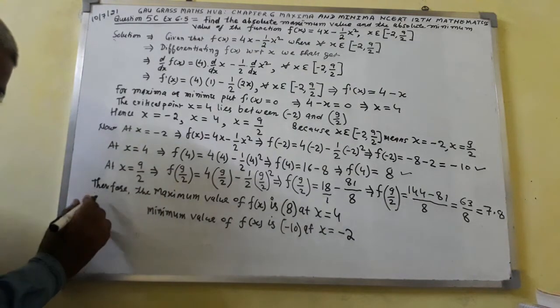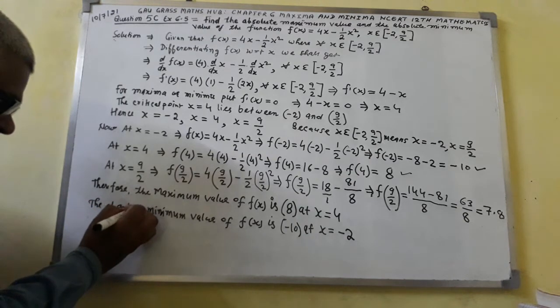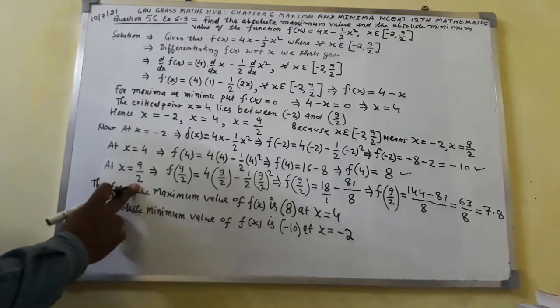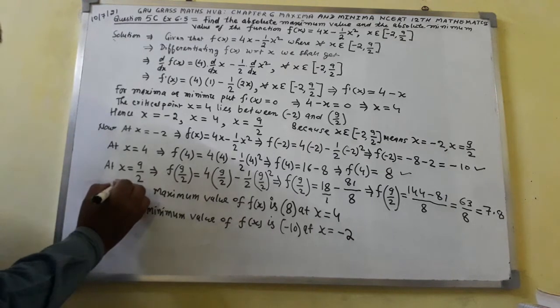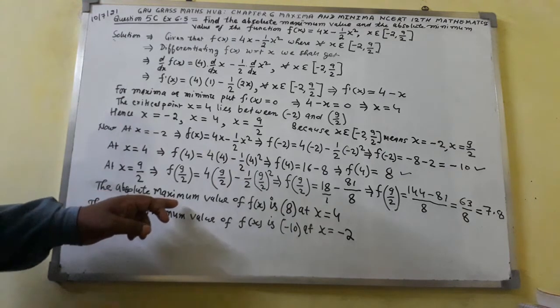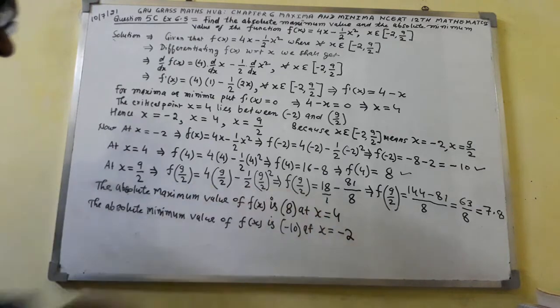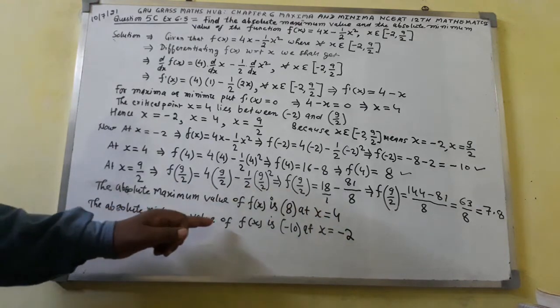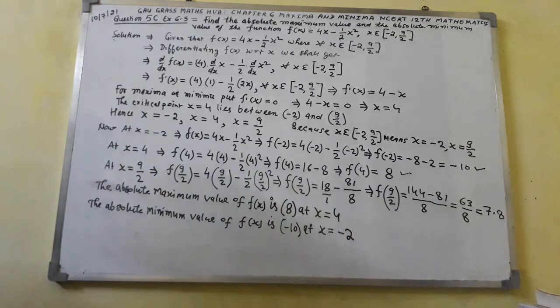Here I shall write the absolute value. Here you can add the absolute maximum value of f of x is 8 at x equal to 4. The absolute minimum value of f of x is minus 10 at x equal to minus 2. This will be the correct answer.